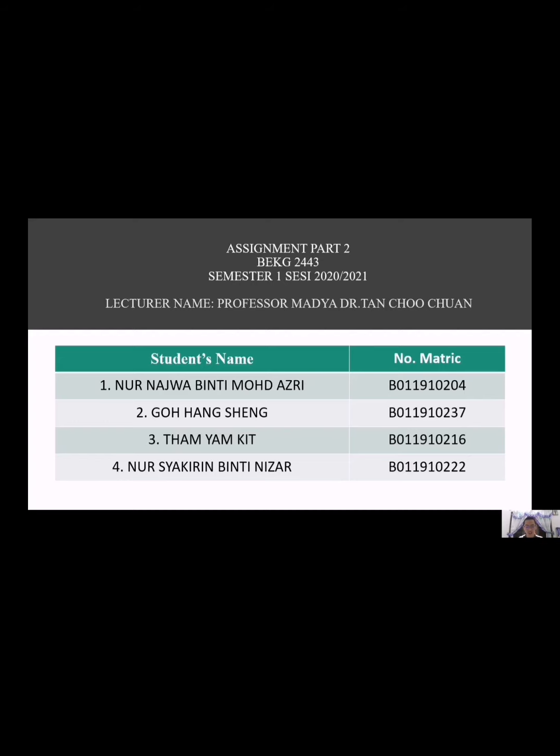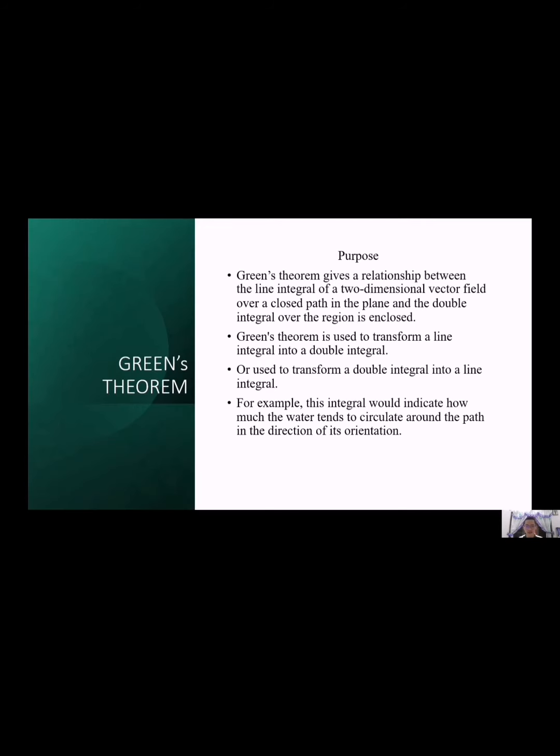Today we are going to present, and the title is related to Green's Theorem. Firstly, Green's Theorem gives a relationship between the line integral of a two-dimensional vector field over a closed path in the plane. The function of Green's Theorem is used to transfer a line integral into a double integral, or to transfer a double integral into a line integral.